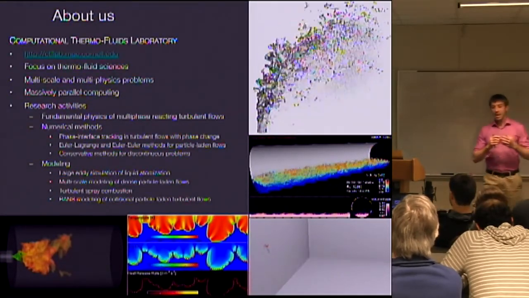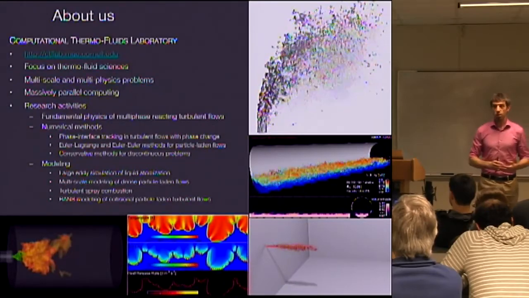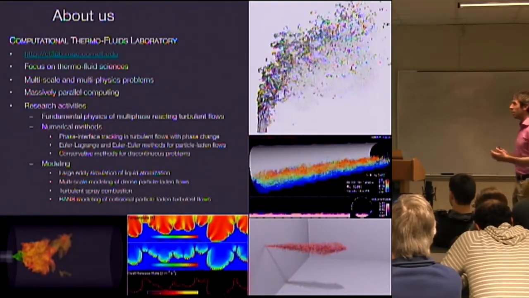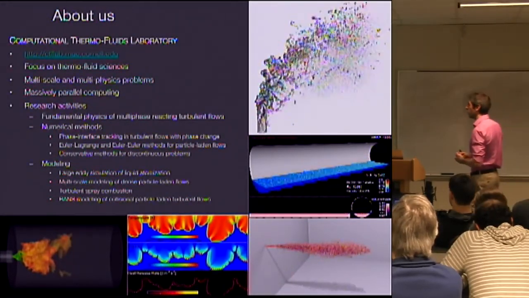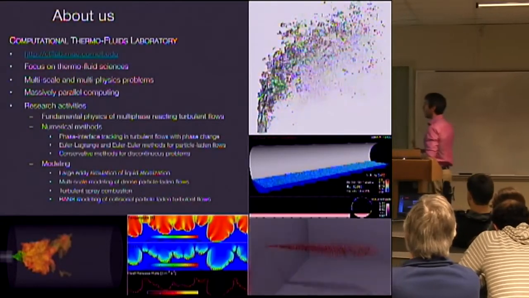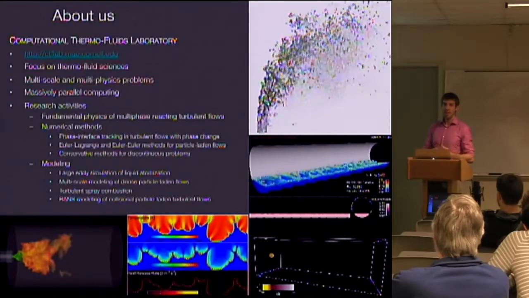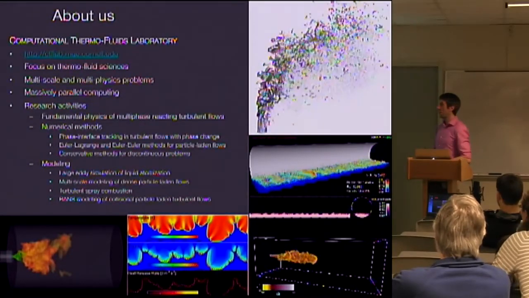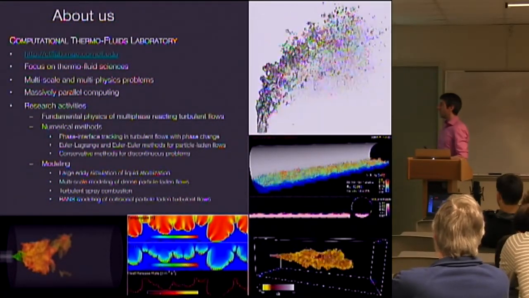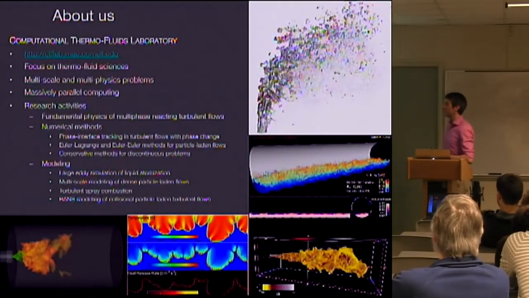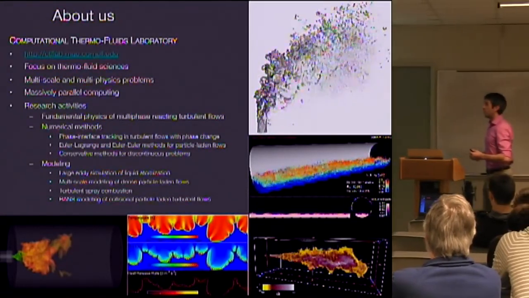Mostly, we're looking at multi-physics and multi-scale problems. The fact that we're looking at turbulence means that we're systematically looking at multi-scale problems. And we try to exploit large-scale, what we call leadership class computing facilities that are available in the US. We try to use those resources to shed some light on those problems.